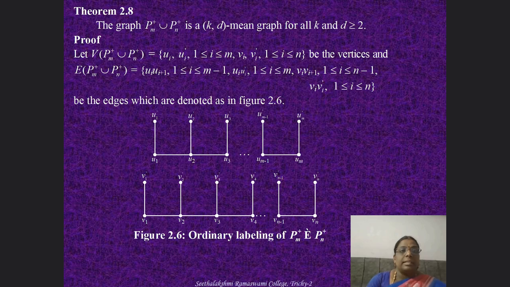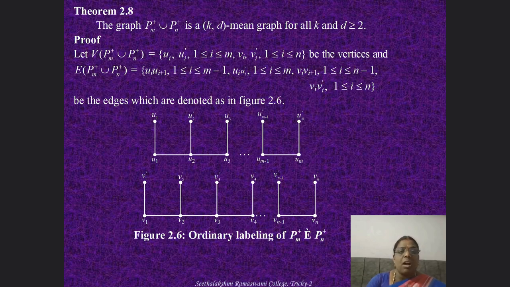So next result is the graph Pm plus union Pn plus is a k, d mean graph for all k and d greater than or equal to 2. So we have considered the union of two comb graphs here. The vertex set of Pm plus union Pn plus consists of the elements ui dash from 1 to m and vi dash from 1 to n, and the edge set consists of the elements ui plus 1 from 1 to m minus 1 and ui dash from 1 to m, vi plus 1 from 1 to n minus 1, vi dash from 1 to n.